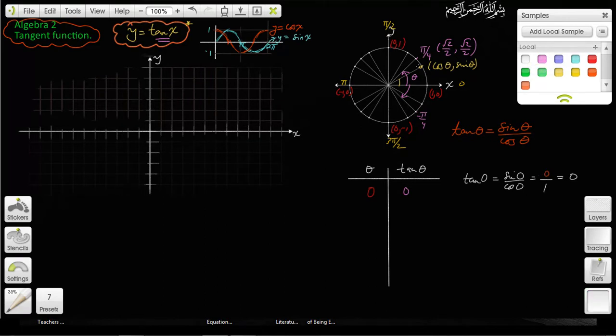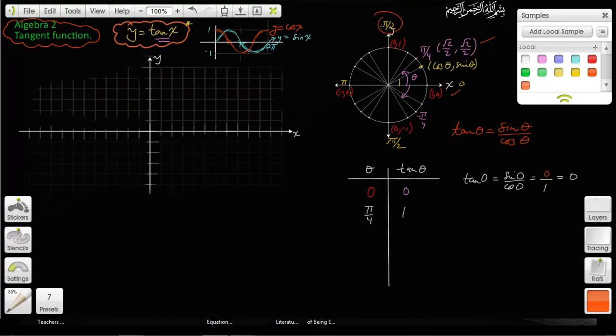Now if you go to 45 degrees, pi over 4 over here, tangent of 45 degrees is going to be sine over cosine, and they happen to be the same, so square root of 2 over 2 divided by square root of 2 over 2 is going to be 1. So I'm just generating some tangent values at this one, this one, this one, going across this unit circle to get a feel for what this graph might look like.